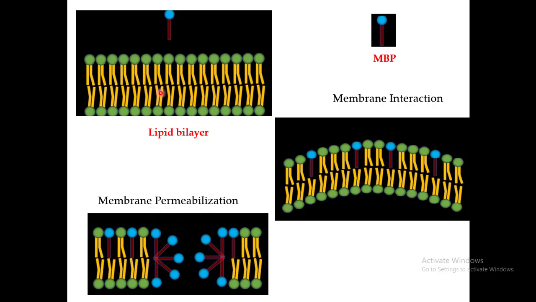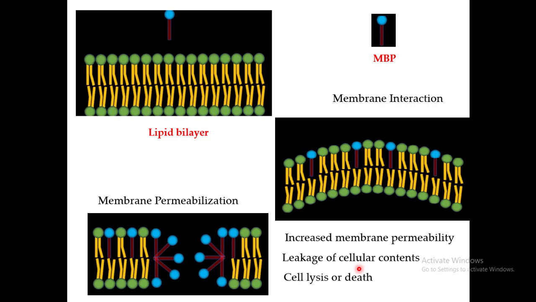As you can see over here, I have an intact lipid bilayer, and when the MBP inserts itself into the membrane, it creates pores in this particular lipid bilayer. So the end result of this membrane permeabilization is that it increases the permeability of the membrane. That means the semi-permeable nature of the membrane is gone. When the membrane permeability is lost, that leads to the leakage of the cellular contents, and when there is leakage of the cellular contents, that actually leads to cell lysis or death.